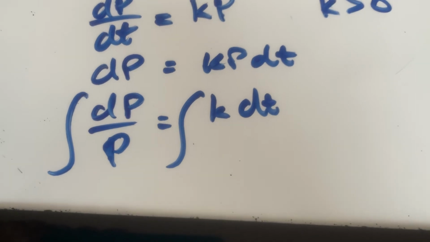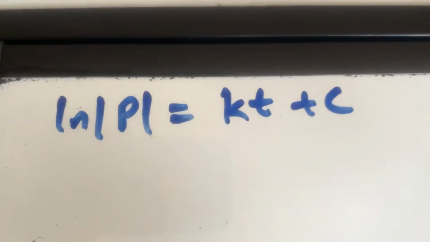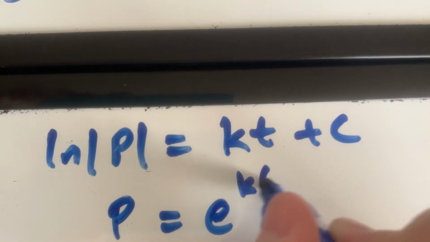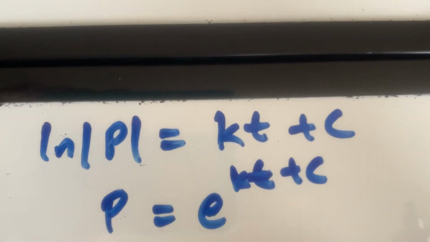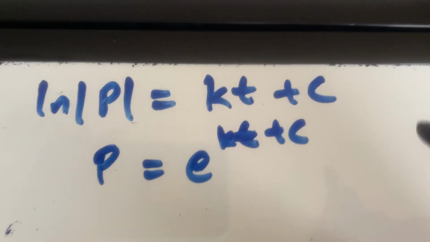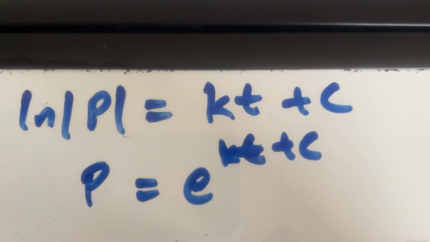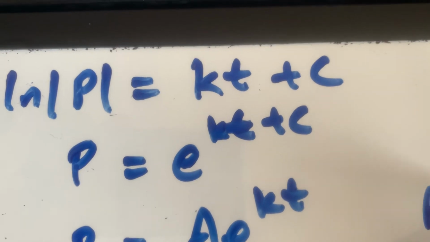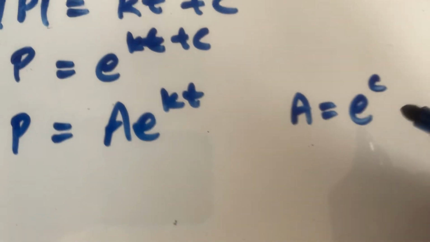So it's a straightforward integration for us. Then P will equal e to the Kt plus C. Now, we often write that as P equals A e to the Kt, where A equals e to the C, just our constant.